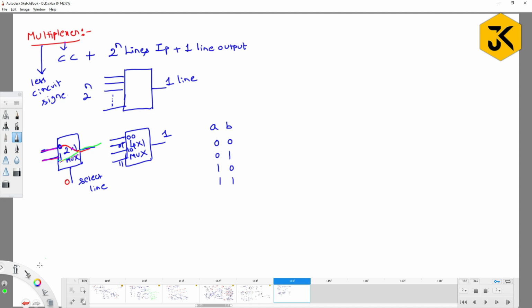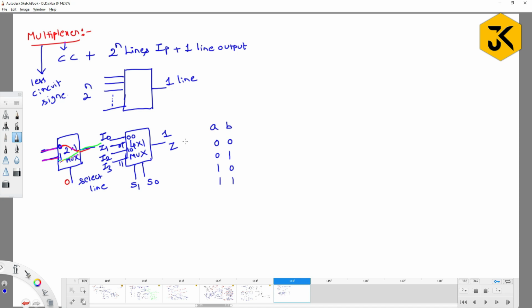Similarly, if you would like to have a 4 by 1 multiplexer, how many select lines are needed? 2 select lines are needed, right? To select among the inputs uniquely, you require 2 select lines. Assume that they are S1 and S0, select line 1 and select line 0, and the inputs I will call I0, I1, I2 and I3. The output I am going to represent technically as Z. Basically you can make it Y also, but for the sake of your understanding I am taking it as Z.